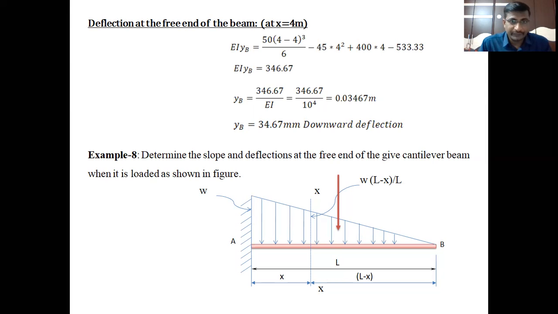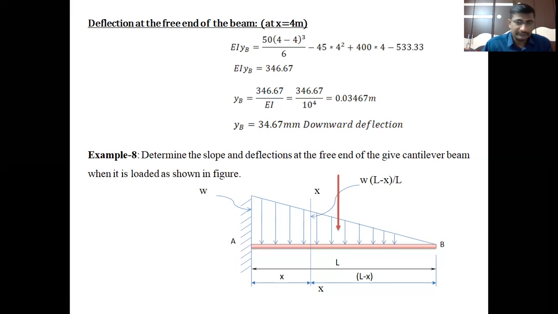And now, some other problems which are solved by the Macaulay method. Let us come to Example 8, which is a cantilever with UVL. Determine the slope and deflection at the free end of the given cantilever beam when it is loaded as shown in the figure. This is the cantilever beam with UVL having maximum load intensity at the fixed end and 0 at the free end.